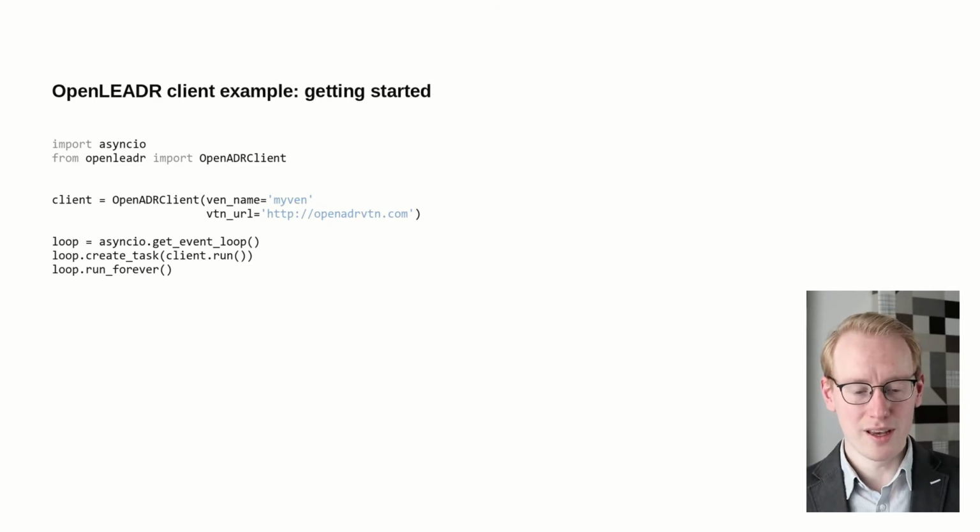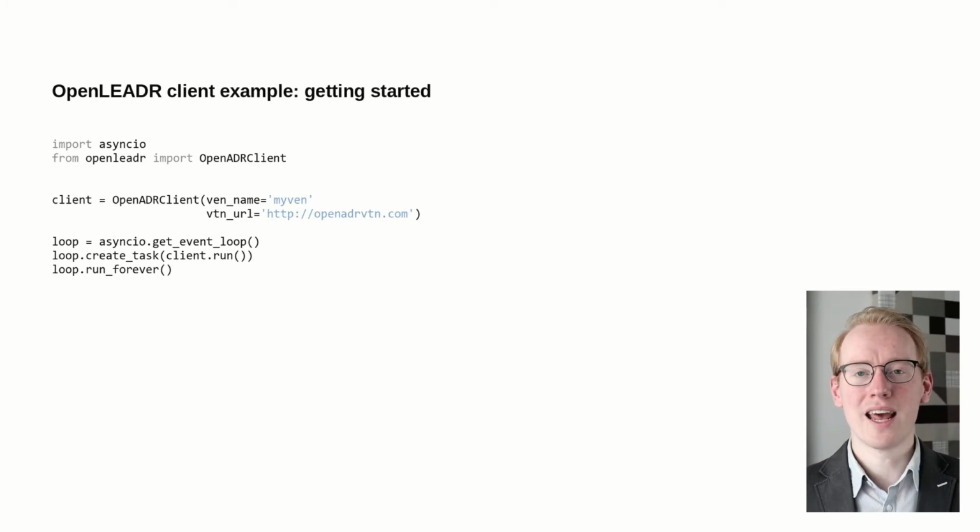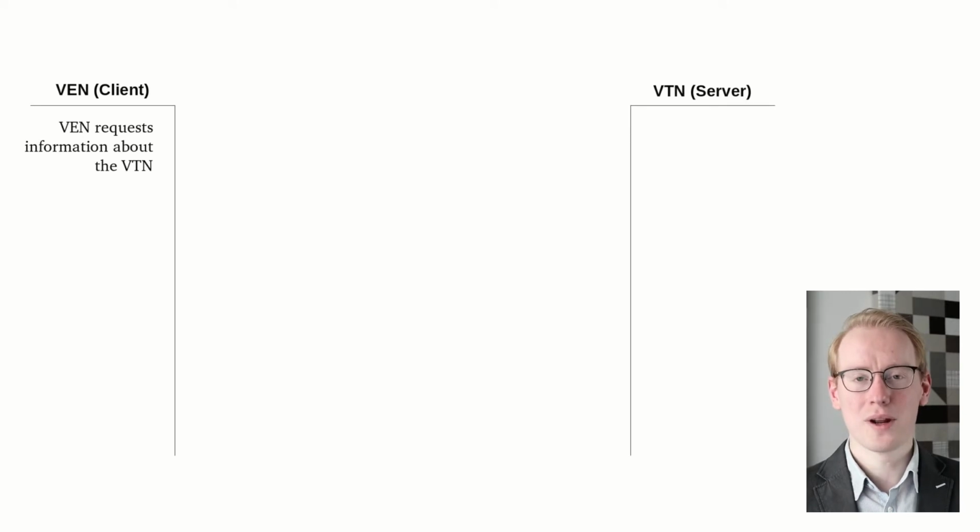You import the OpenADR client from OpenLEADER. You create a client with a VEN name and a VTN URL, and you run it on the Python asyncio event loop. That's it. Now, after you run this client, here's what happens.